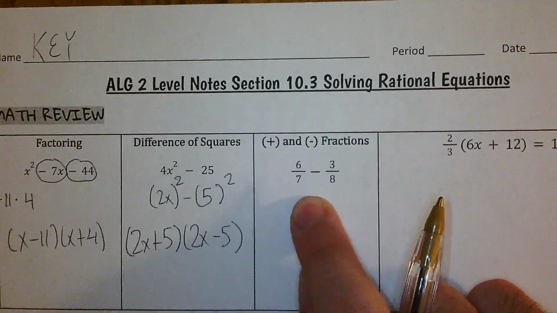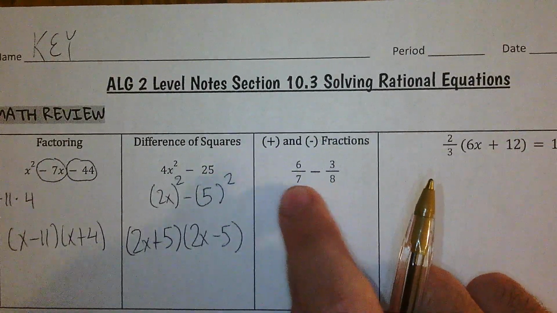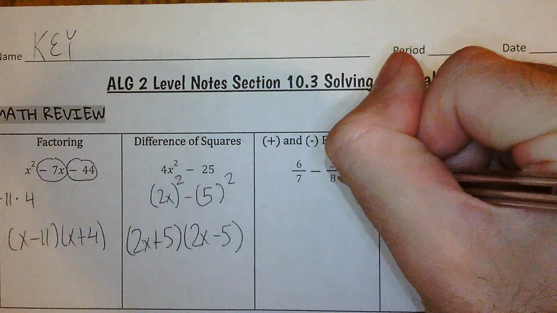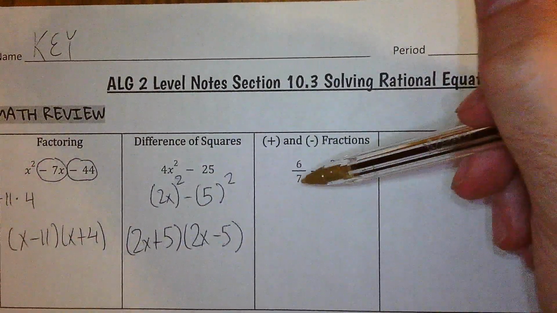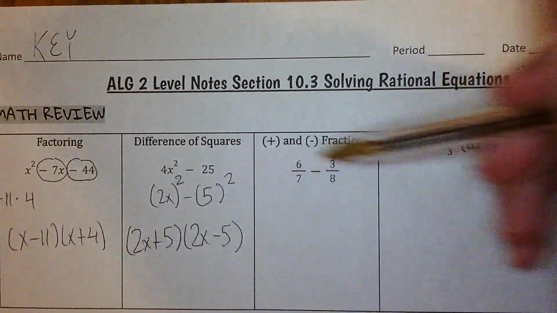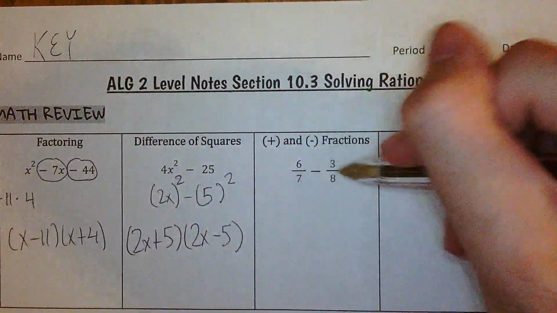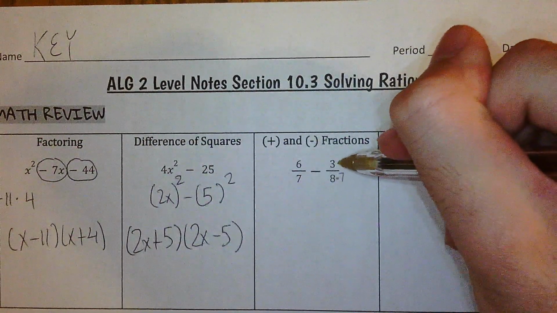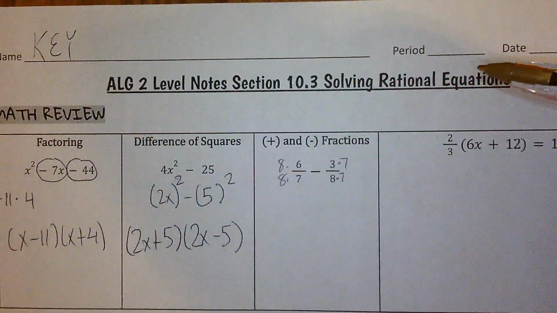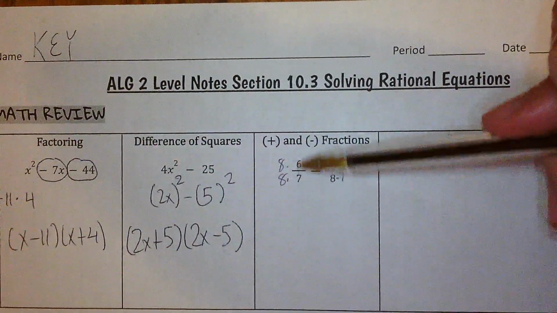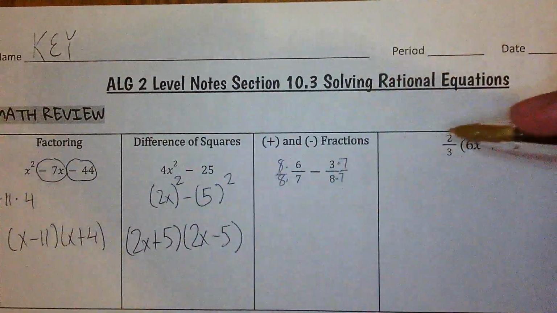Adding and subtracting fractions. So these have different denominators. We have a denominator of 7 and 8. So their common denominator is going to be the first number that you'll find in both of their times tables. In this case, it's going to be 56, which is 7 times 8. So I'm going to make new fractions with the denominator of 56. To do that, I'm going to multiply this one by 8 over 8, and this one by 7 over 7.